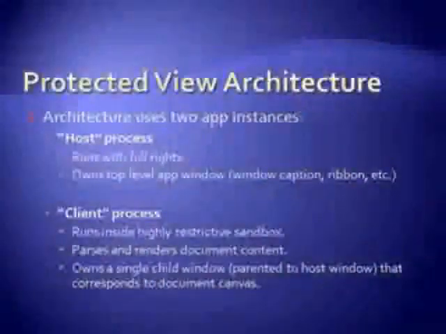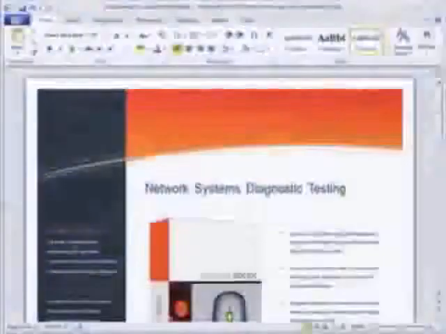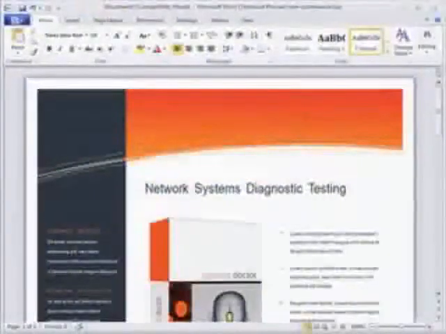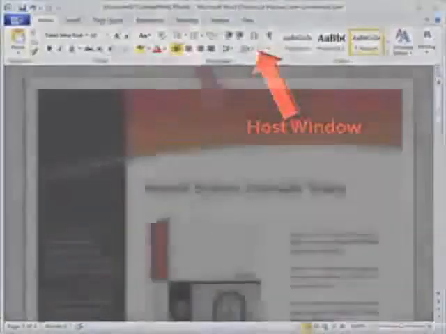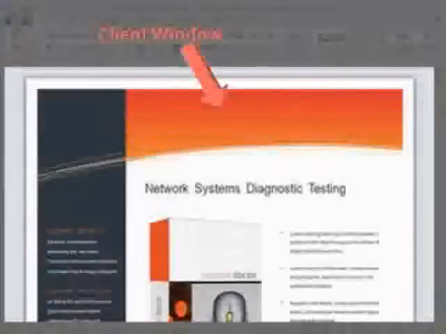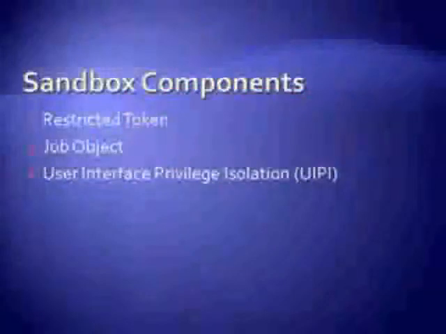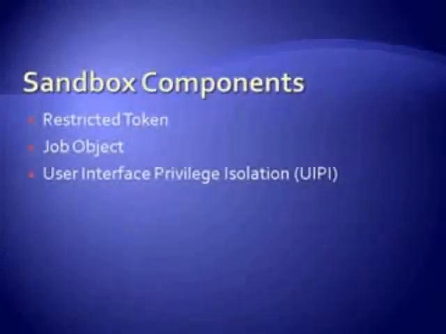So if you were to look at Office, up here is the host process. That's the one that's running with full privileges. And then down here, that's the client process. The client can communicate to the host through named pipe messages. So the core components of the sandbox are using restricted token, which first came out in Windows 2000, core Windows piece, the job object, which allows you to do some restrictions, and user interface privilege isolation, first available in Vista.